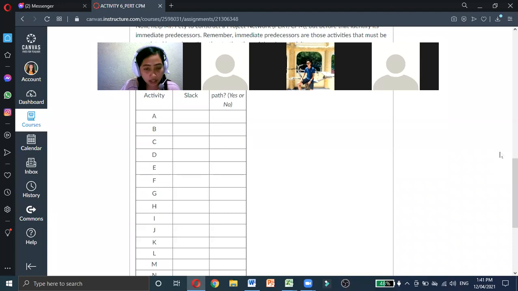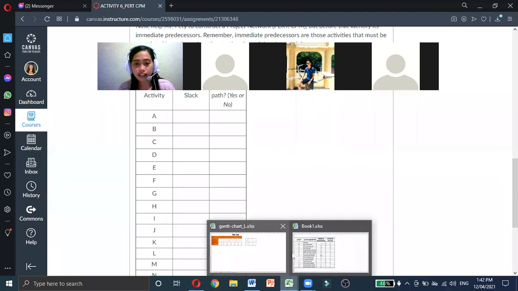And then G is 4. And then H is 4. I is 2. And then J is 0. And then K is 1. L is 0. M is 4. And the last one, N is 0. Okay, that's good. Perfect.